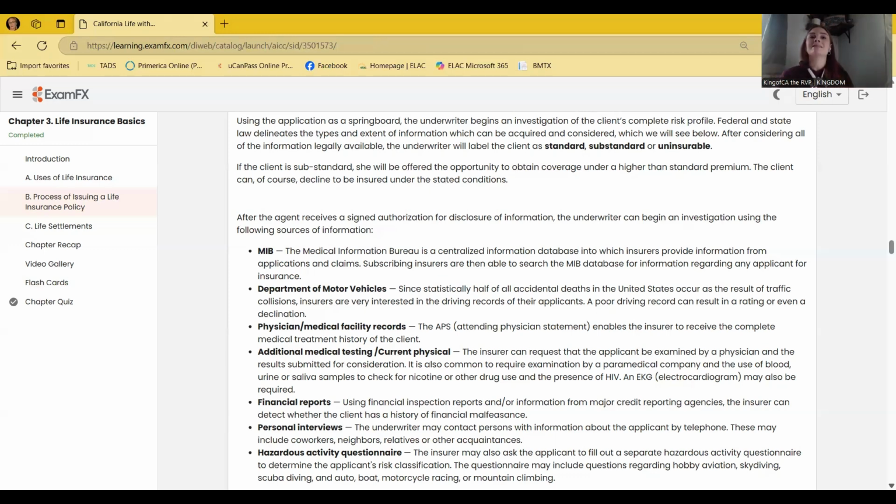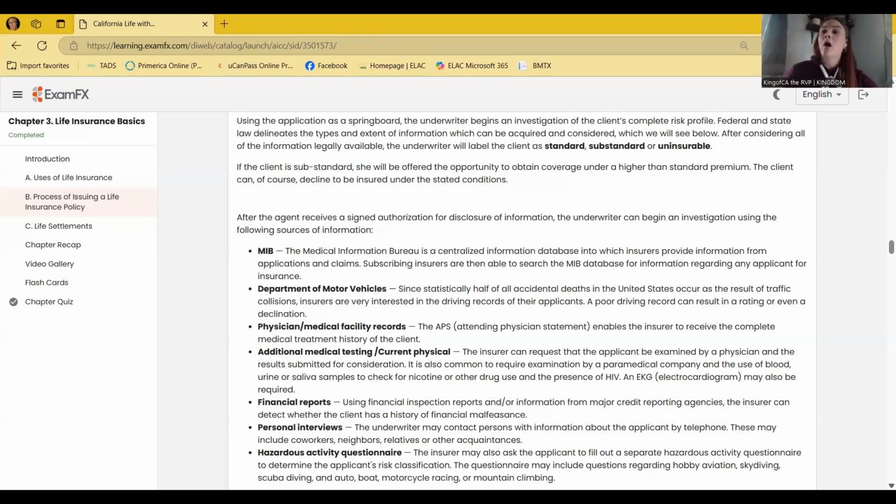So standard people is the standard population. These are people that are healthy. They're not unhealthy, but they're definitely not super healthy. They're the middle population. And then you have substandard.